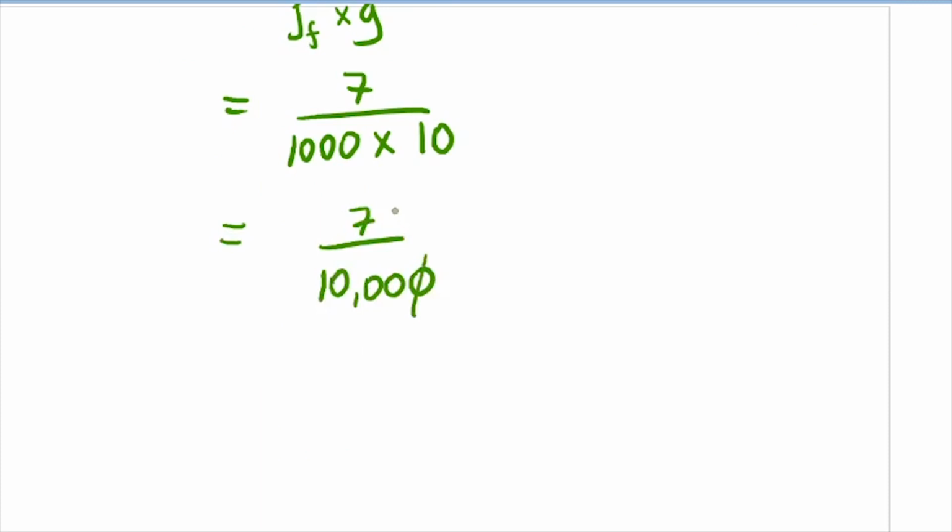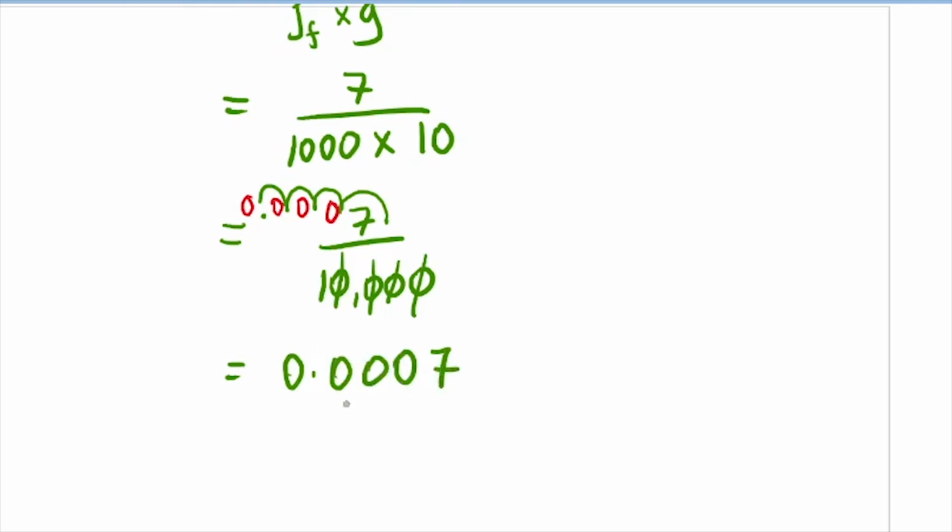7 over 10,000. Cancel that 0, the decimal point moves there, this goes there, this moves like that, this 0, the decimal point moves to there. So what we have here is 0.000, so in other words, our answer here is 0.0007. And this is the volume of the solid, it's in meters cubed. So that's the volume of the solid.